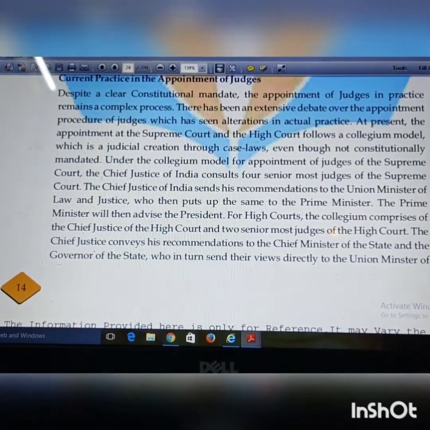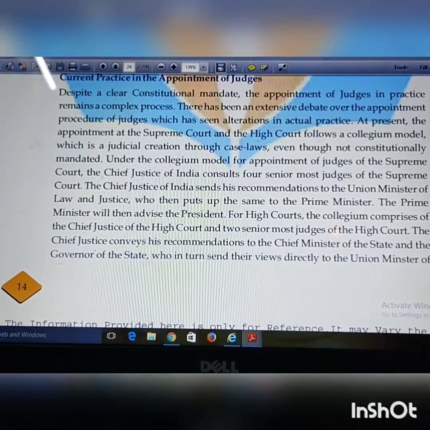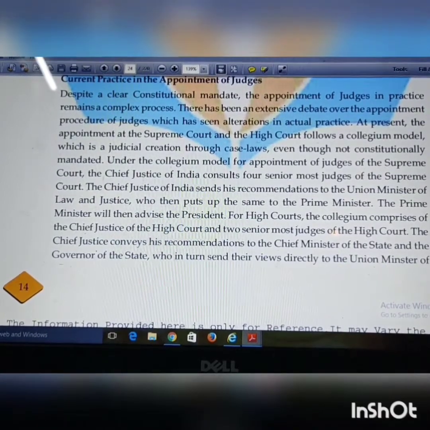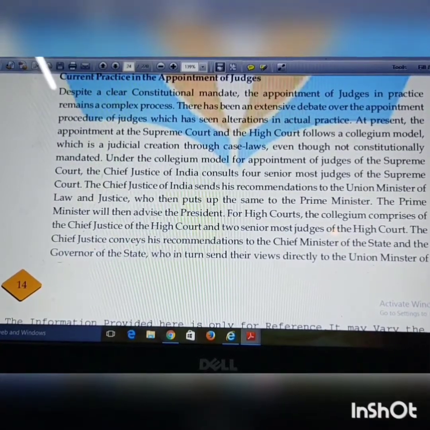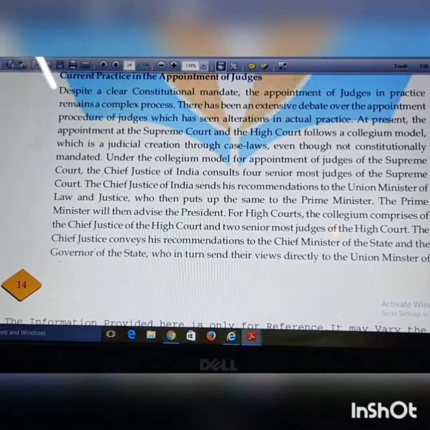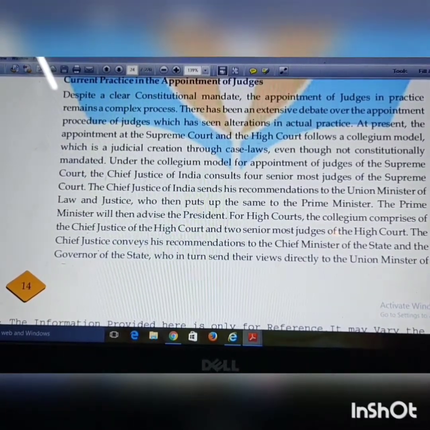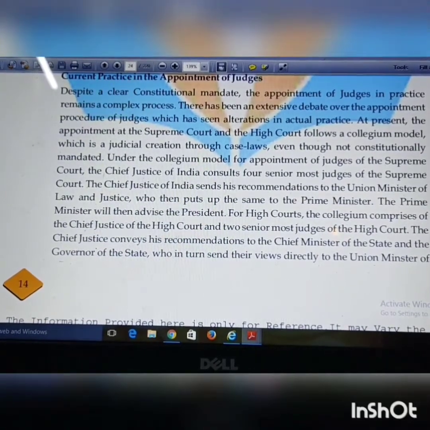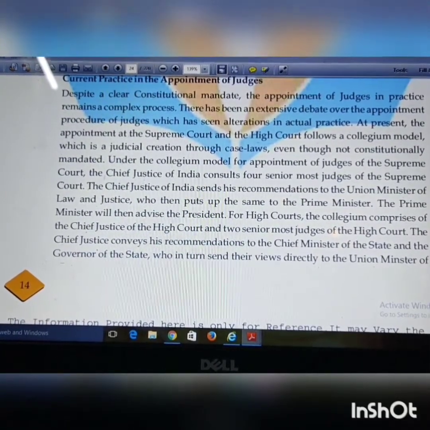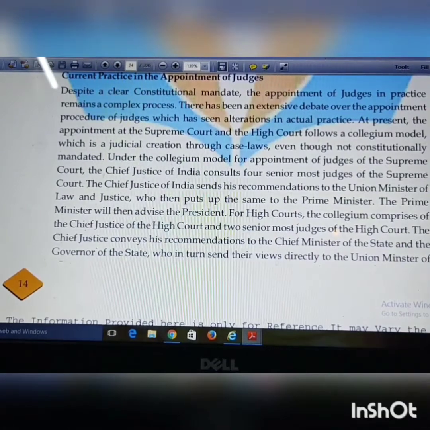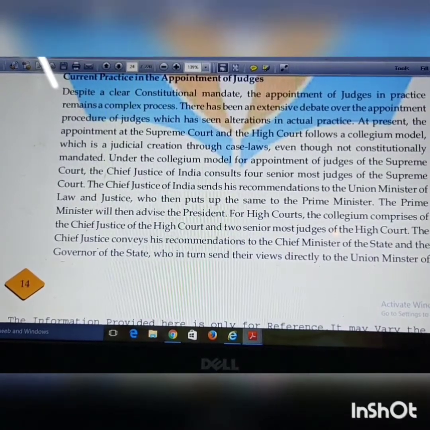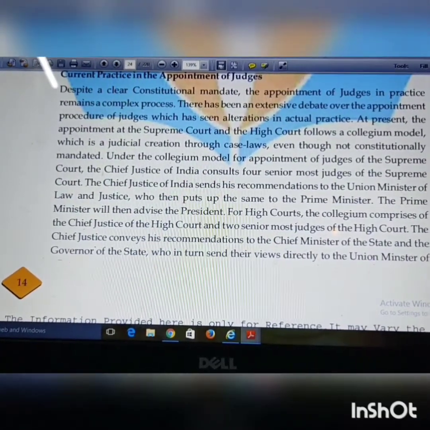Okay. The Chief Justice of India sends his recommendations to the Union Minister of Law and Justice, who then puts up the same to the Prime Minister. So the CJI sends the recommendation of the collegium to the Union Minister of Law, and from there it gets transferred to the Prime Minister. The Prime Minister then transfers it, or advises it, to the President.